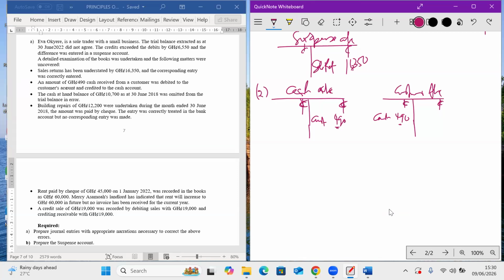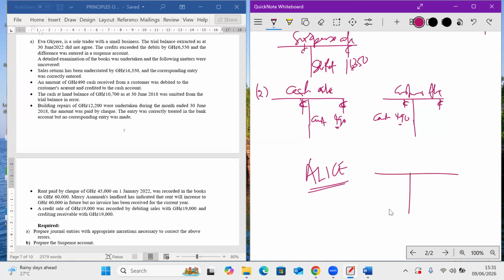Identify the account with error. Okay, so which account has the error? Read the transaction and remember: an amount of 490 cash received from a customer was debited to the customer's account and credited to the cash account. Now watch.